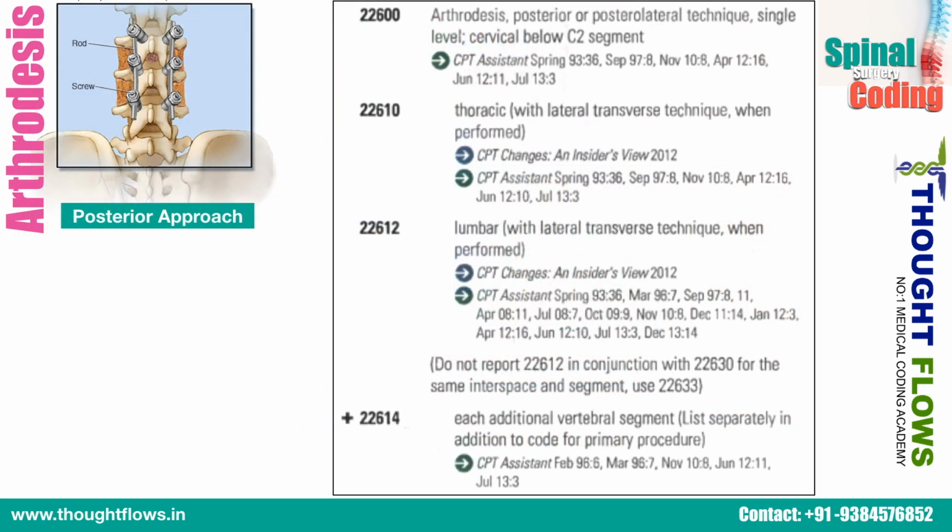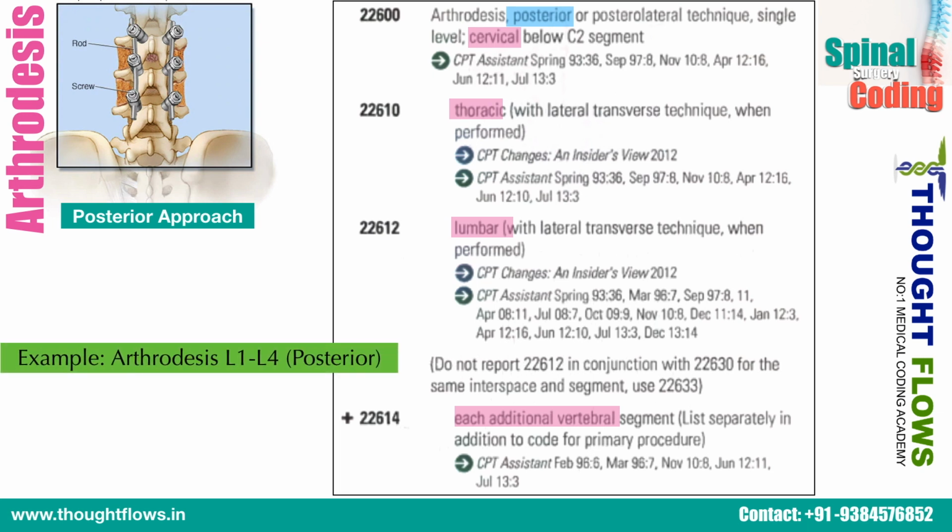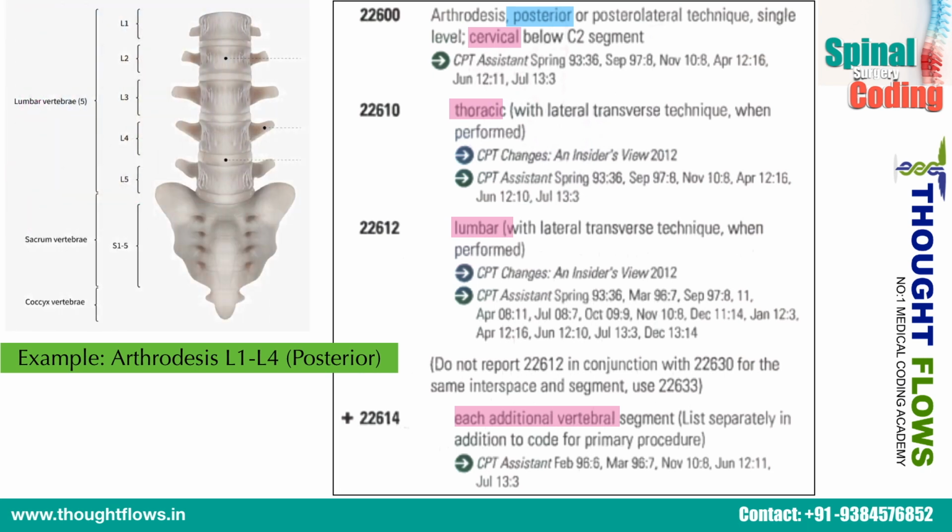For example, if a surgeon does arthrodesis in the posterior approach, here the codes are classified according to the type of vertebra. The code 22600 we take for cervical location, and for thoracic 22610, and for lumbar 22612. For each additional space we take the add-on code, which is 22614. For instance, arthrodesis done on L1 to L4 vertebra, which is a posterior approach.